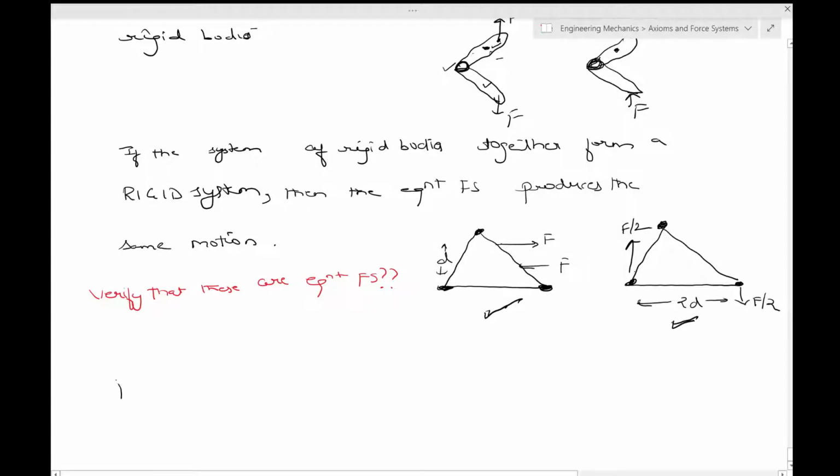Now for the purpose of equivalent force system, the force is a transmissible vector.